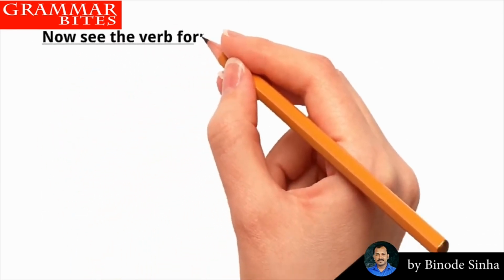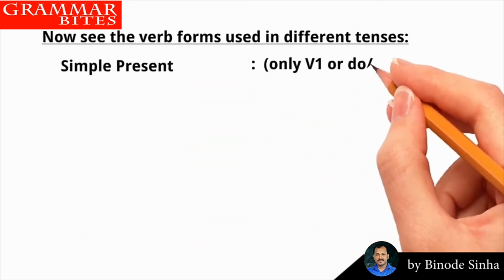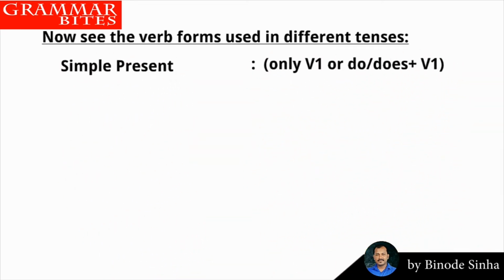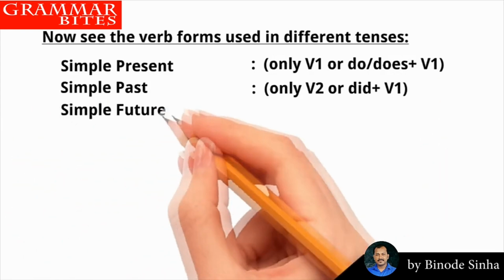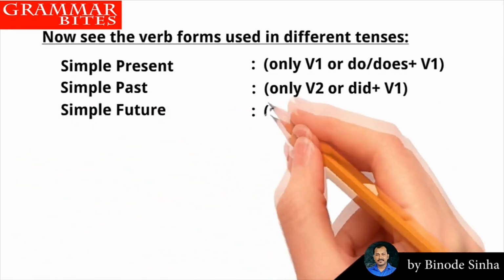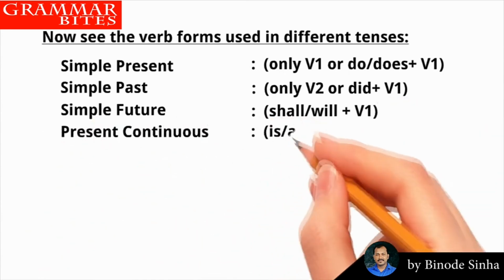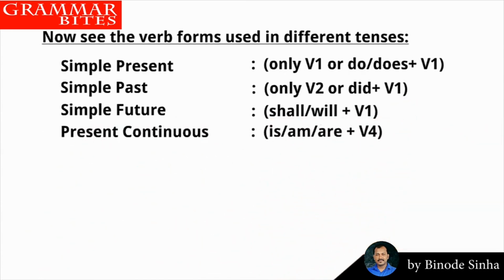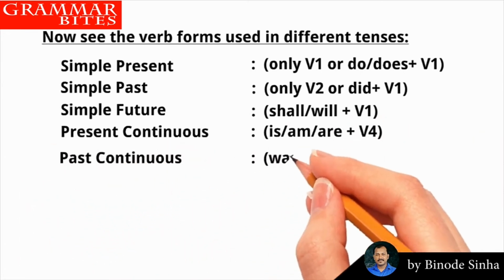Now see the verb forms used in different tenses. In simple present, we use only V1 or do or does plus V1. In simple past, we use only V2 or did plus V1. In simple future, we use shall or will plus V1. In present continuous, we use is or am or are plus V4. And in past continuous, we use was or were plus V4.